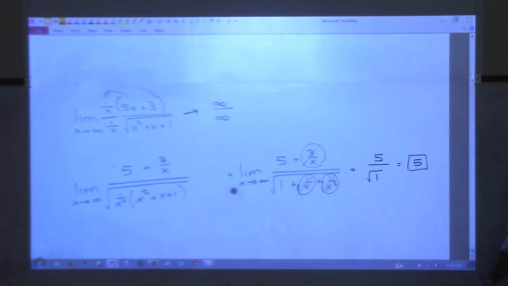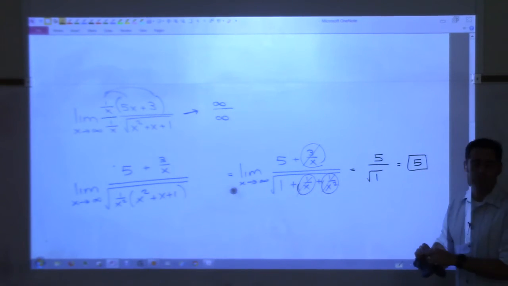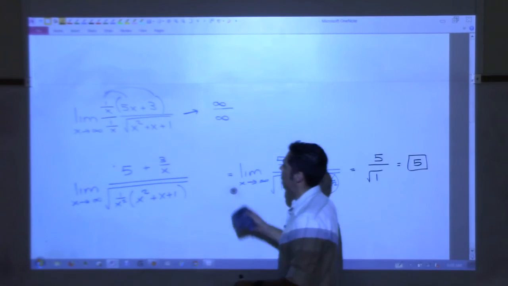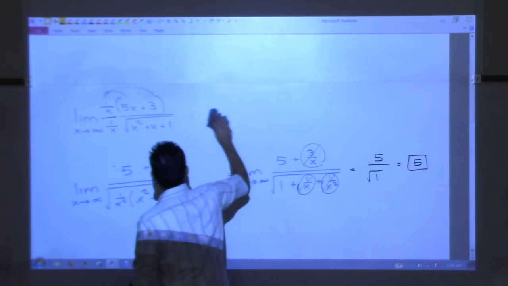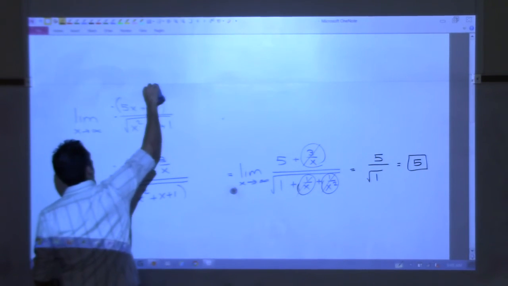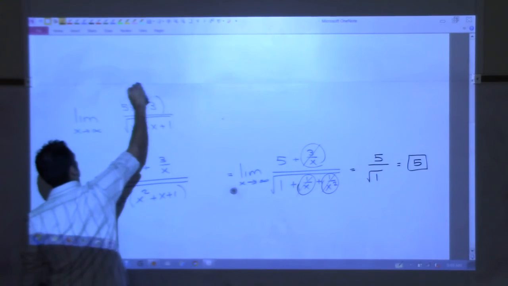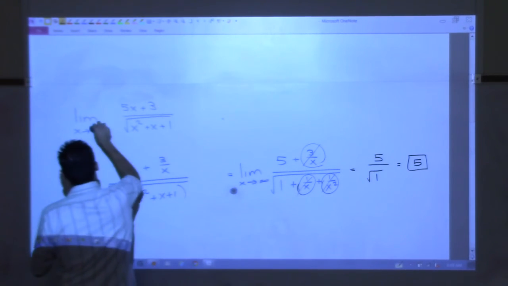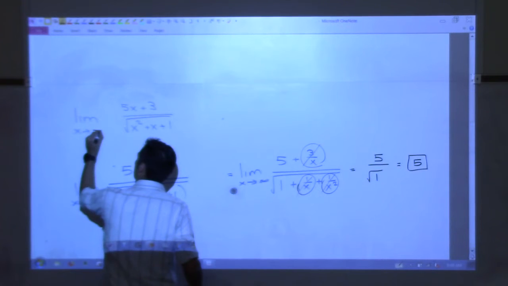Pretty cool. All right, I'm going to do the same problem, but I want to change it. We haven't done this yet. I want to go to negative infinity. Let's see what happens. So I'm changing it to negative infinity there.